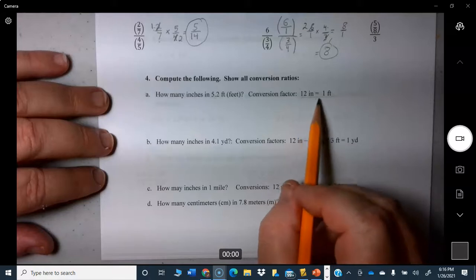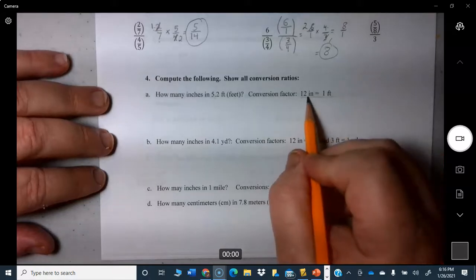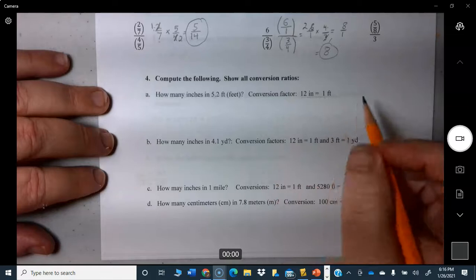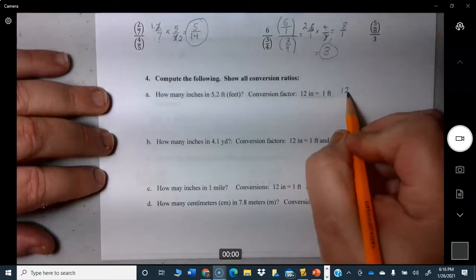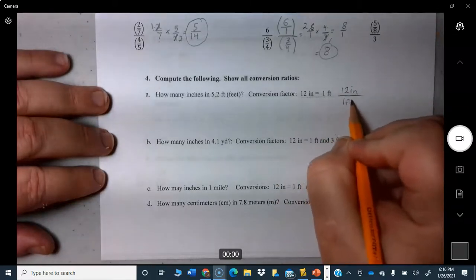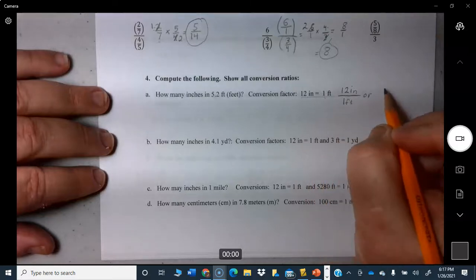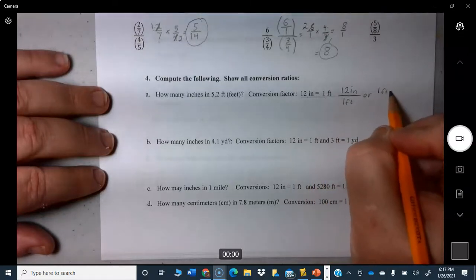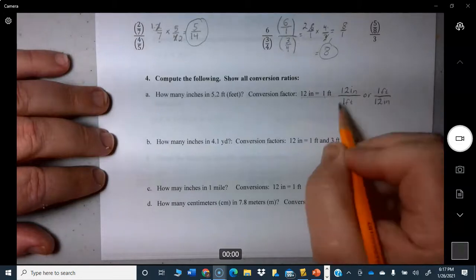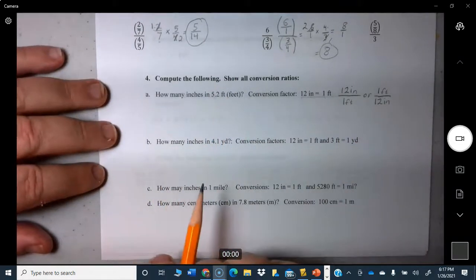So we can write that as two ratios. It's just simply one of this one over this one, and then this one over this one. So that's all you have to remember. It's 12 inches for every 1 foot, or there's 1 foot for every 12 inches. So those are both true statements, but only one of them is going to be helpful in this problem.